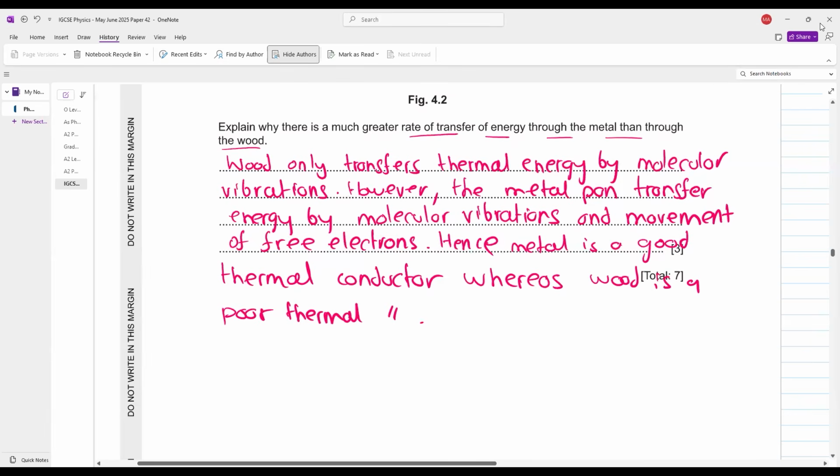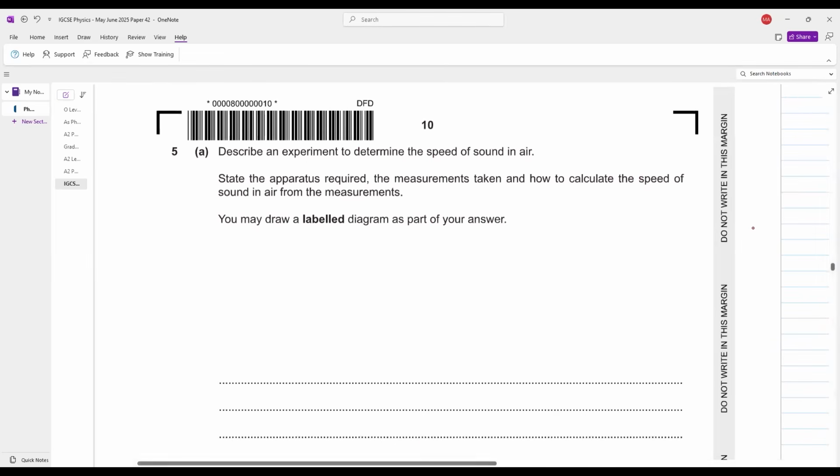आगे बढ़ते हैं. Okay, जी, let's see this. Describe an experiment to determine the speed of sound in air. State the apparatus required, the measurement taken, and how to calculate the speed of sound in air from the measurement. You may draw a labelled diagram as part of your answer. Now you can write two methods here. बेटा मैंने दो मेथड्स पढ़ाए थे यहाँ पे स्पीड ऑफ साउंड निकालने के लिए. हाँ जी. कौन से दो मेथड्स मैंने पढ़ाए थे?